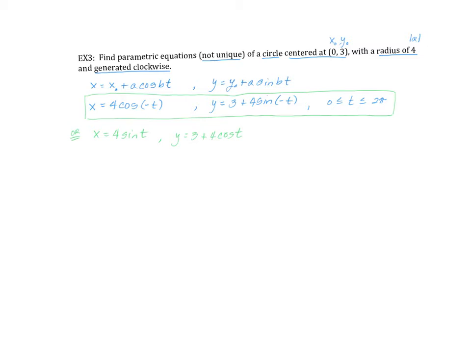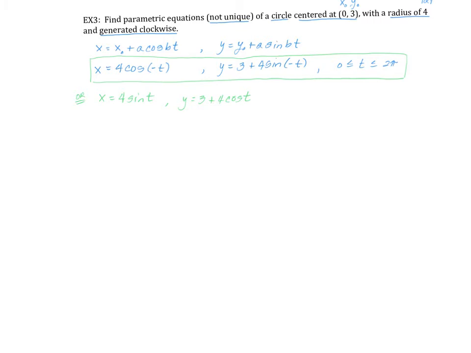Right. Something else that might come up is we could also change our b value, and we could still generate the same circle. I can do this infinitely, by the way. So what if x was equal to 4 sine of 2t instead of t, and y is equal to 3 plus 4 cosine of 2t? Well, that just means that since I'm multiplying t by 2, the t values are growing at a faster rate.